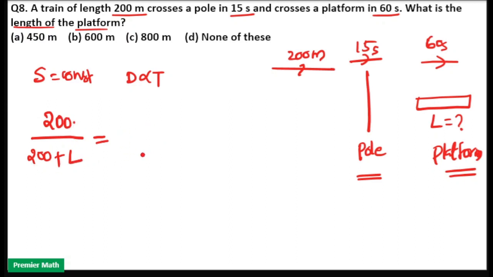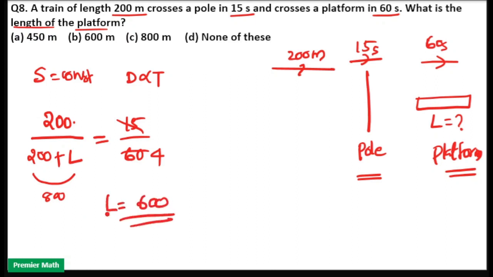Then the time ratio: time to cross the pole is 15 seconds, and time to cross the platform is 60 seconds. 15 into 4 is equal to 60. That means 200 plus L is equal to 800. That means L is equal to 600, that is 800 minus 200. So option B is your answer.